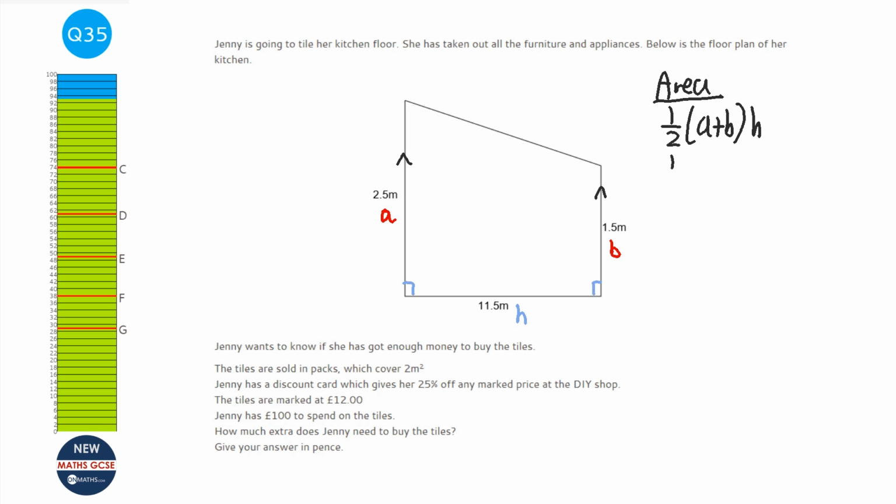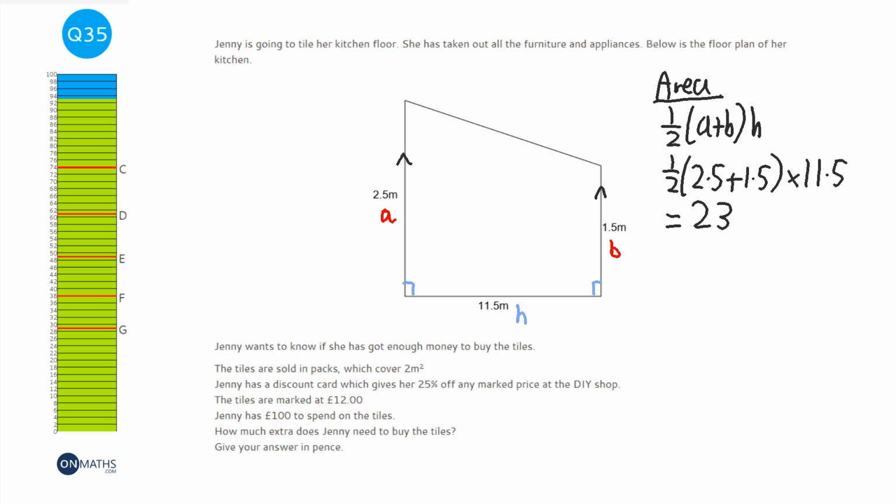So half times (2.5 plus 1.5) times 11.5. So I can get my calculator out and I can do 0.5 times brackets 2.5 plus 1.5 close brackets times 11.5. And that gives me the answer of 23. So the area of this is 23 meters squared. Okay, so I've managed to work that out.